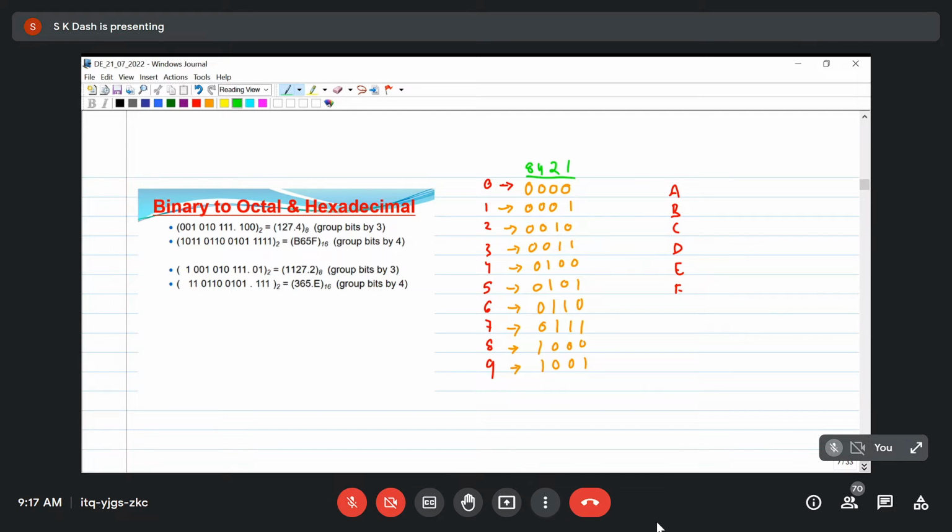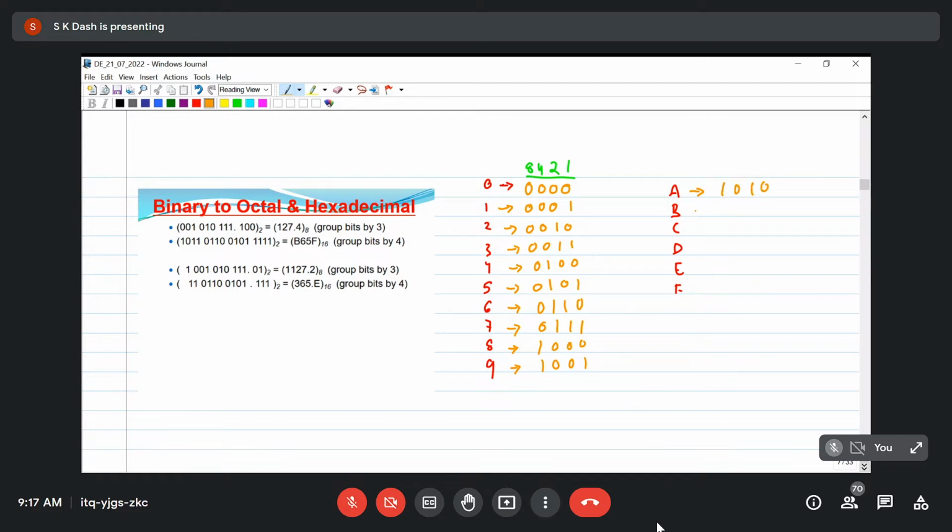So, similarly, what will be for A? A is how much? 10. So, what should I write for 10? In terms of 8, 4, 2, 1, 10 will be 8 plus 2. So, what will A be? It should be 1010.